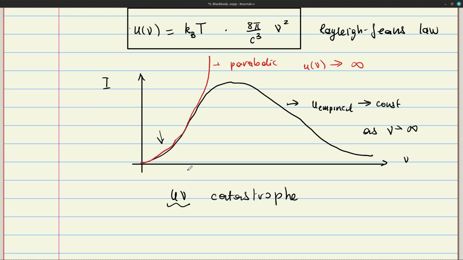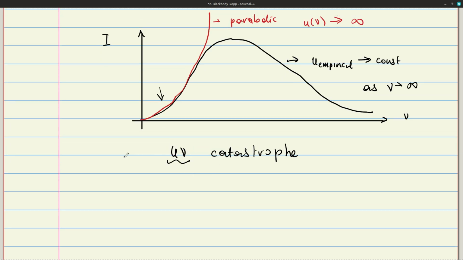So obviously, Rayleigh-Jeans doesn't work, and the way to fix that came due to Max Planck. Here's what he came up with.